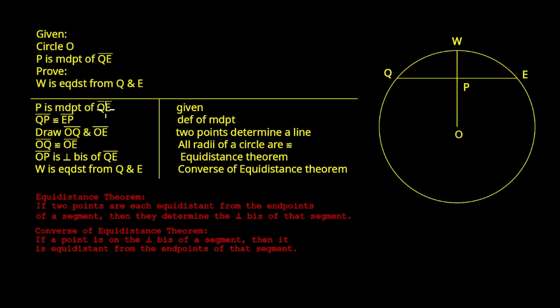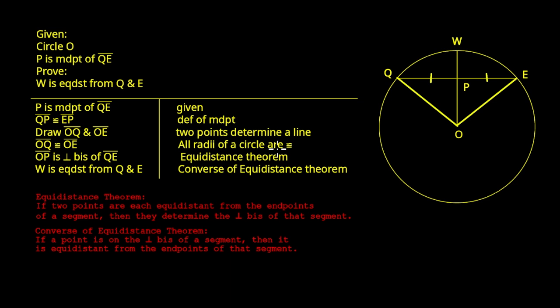So P is the midpoint of QE, given. QP is congruent to EP, definition of midpoint. So QP and EP are congruent. Next, draw OQ and OE, two points determine a line. So here we will draw a segment from O to Q and a segment from O to E, two points determine a line. Next, OQ is congruent to OE.